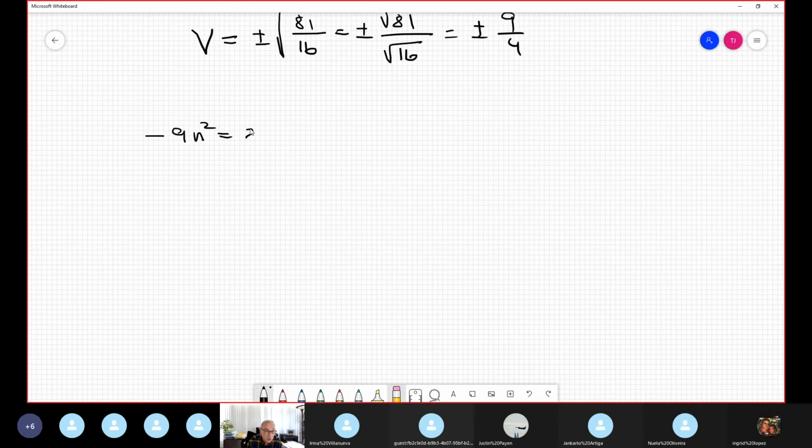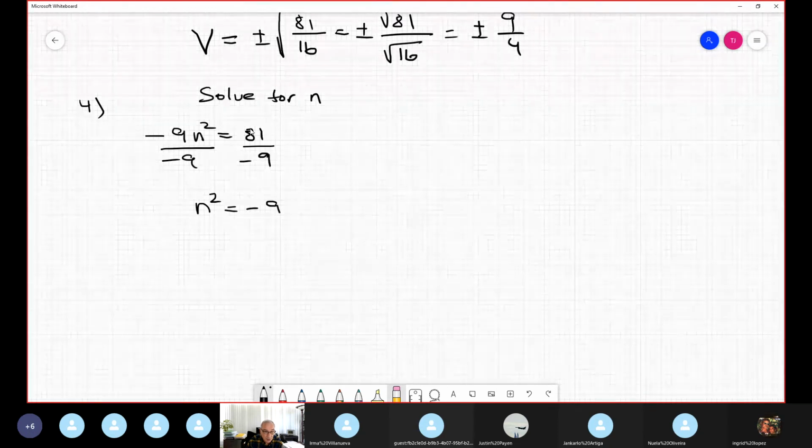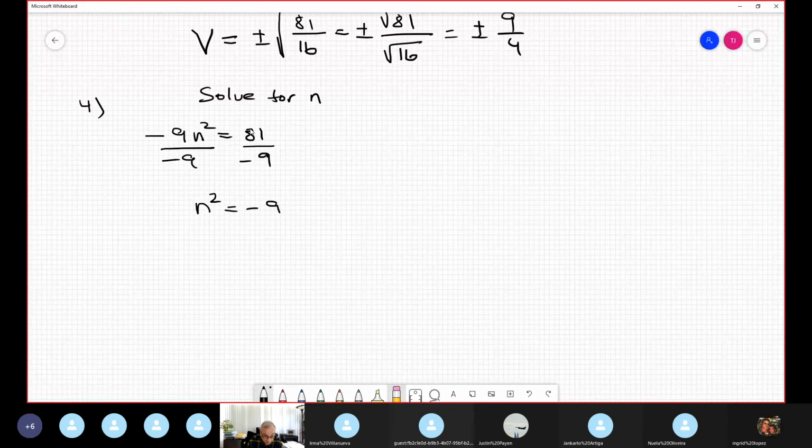9m squared equals negative 81. Okay, this is number 4, where the goal is to isolate and solve for m. Divide by 9 on both sides. You isolate m squared, and this is negative 9, no? Because 81 divided by 9 is 9, but positive divided by negative is negative. And when you apply the square root, m alone is equal to, with a negative number inside the radical, plus or minus 3i.